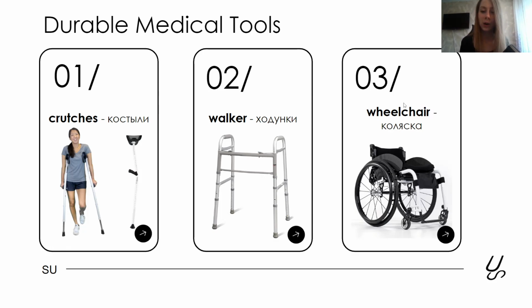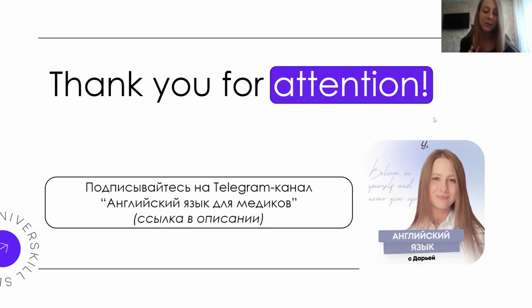And the last one is called wheelchair. Wheelchair can be used not only for disabled people, but also for people who can't walk by themselves just right now. For example, somebody feels bad and can't go on their feet, so we need to use a wheelchair to transport this person.